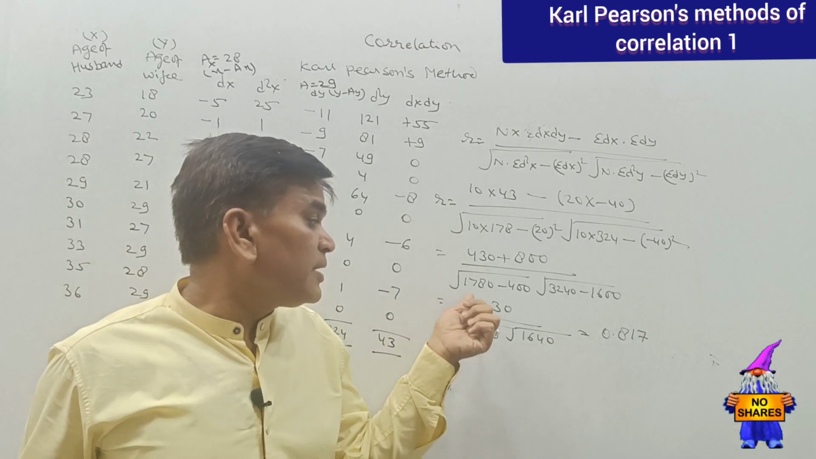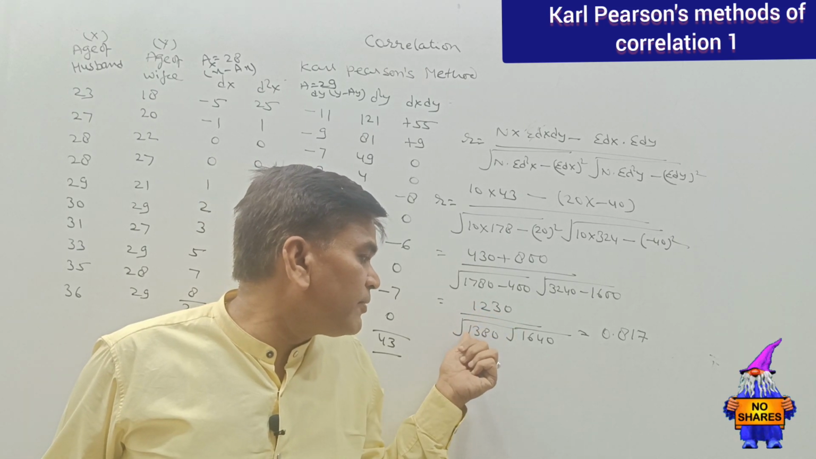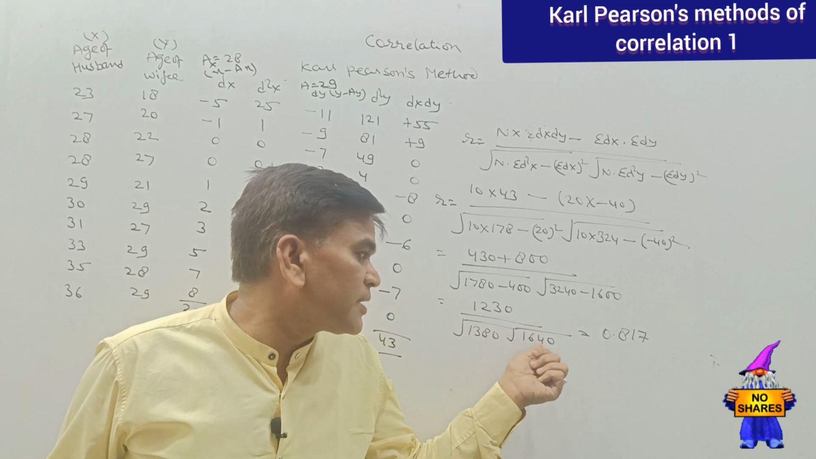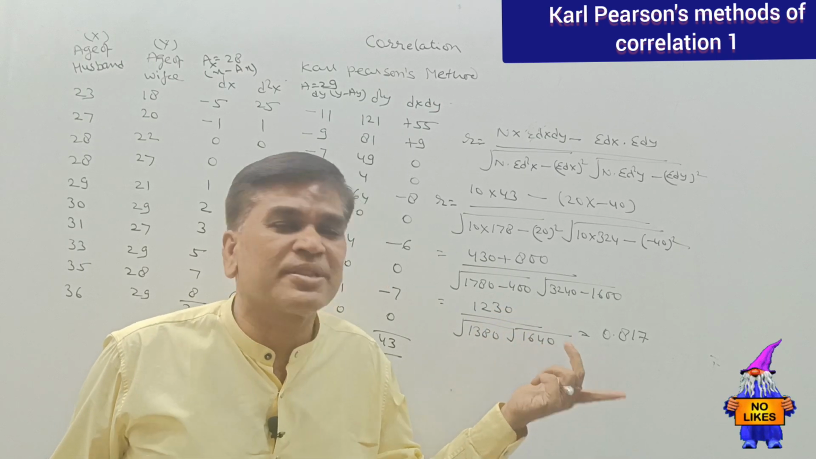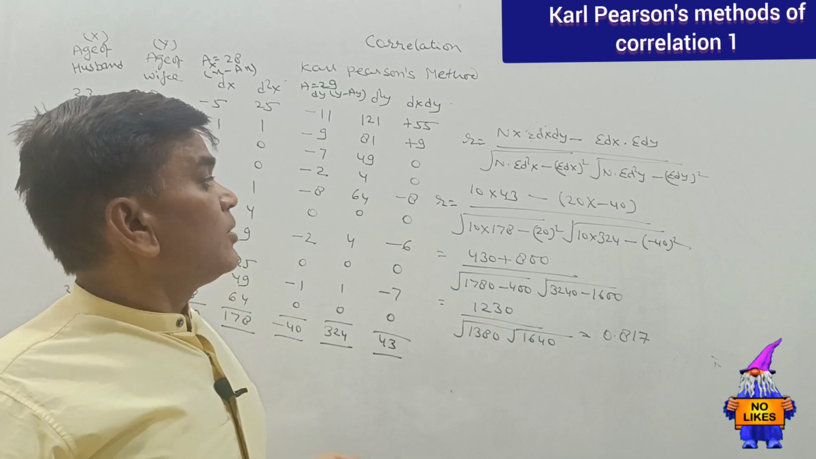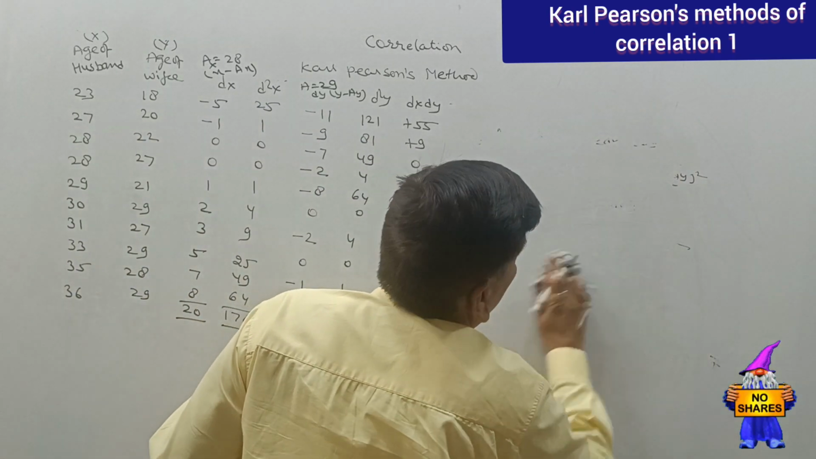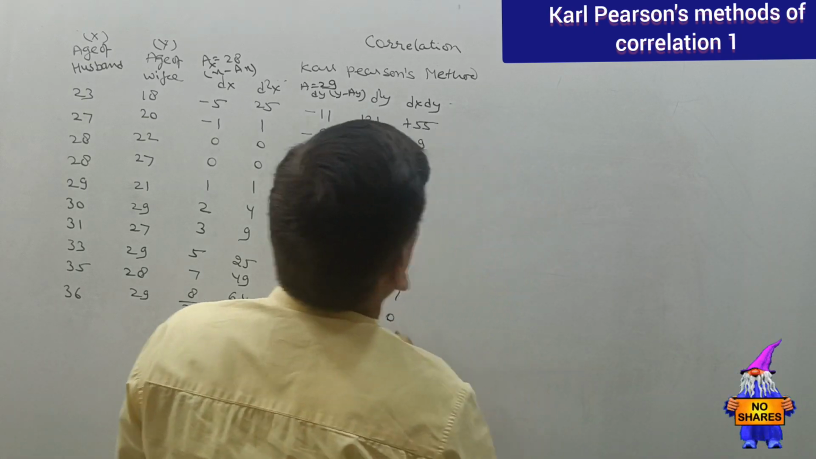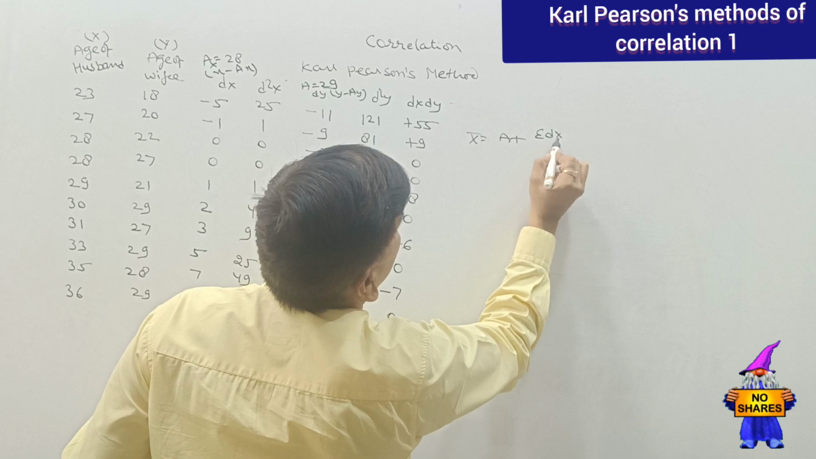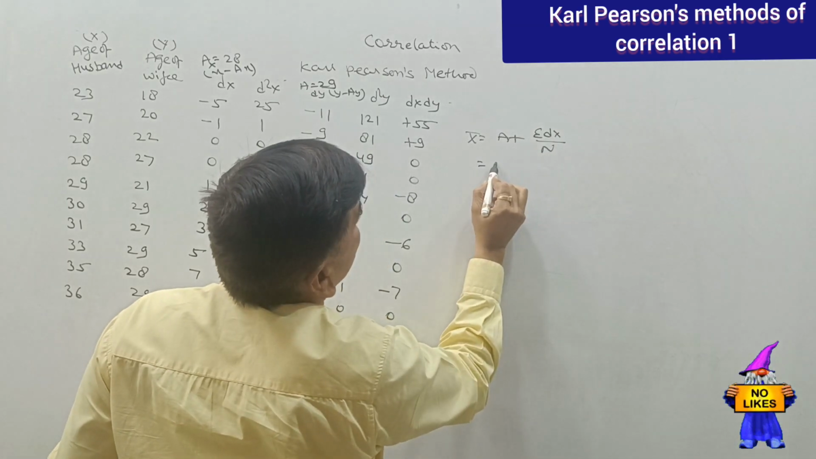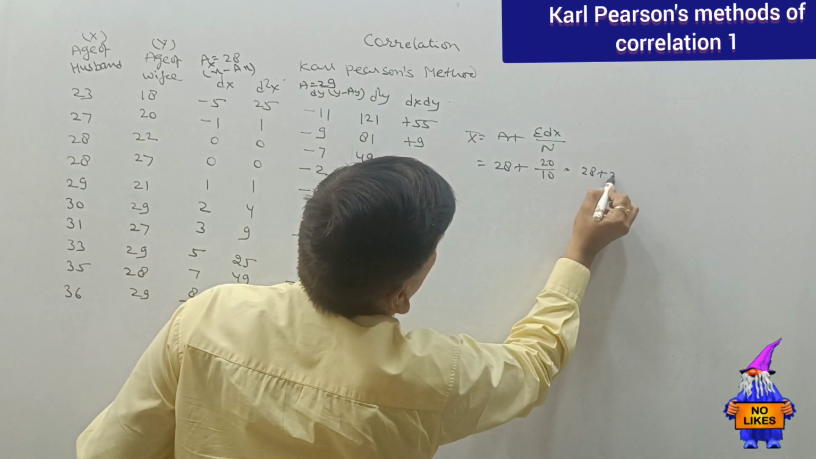Here you will see in the direct method we have 123 divided by the root of 138 and the root of 164. Here 0 is in excess in both, so the result will be the same. Okay. In the direct method, if we calculate the value of x bar, it is equal to the assumed mean plus sigma dx upon n. So the assumed mean is 28 plus 20 upon 10, 28 plus 2, which is 30.